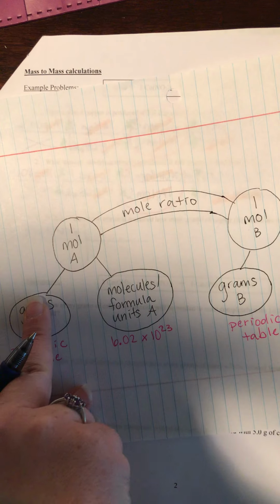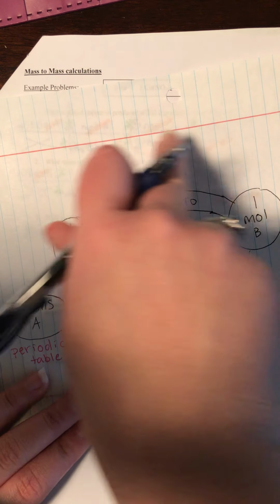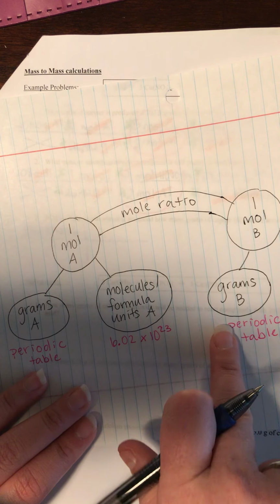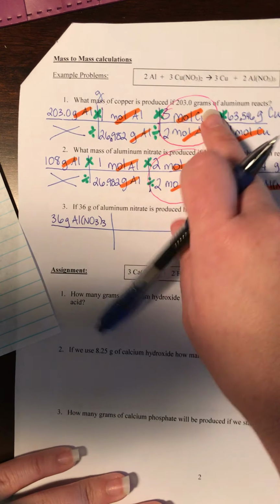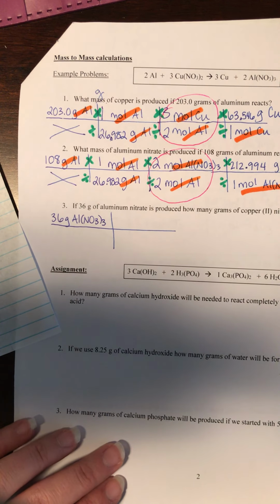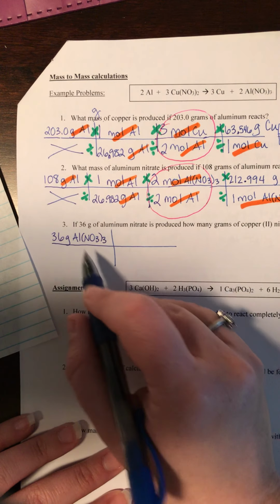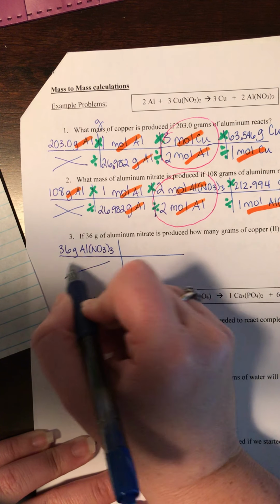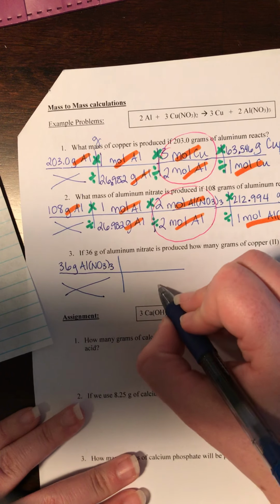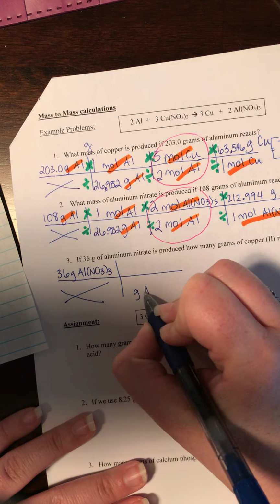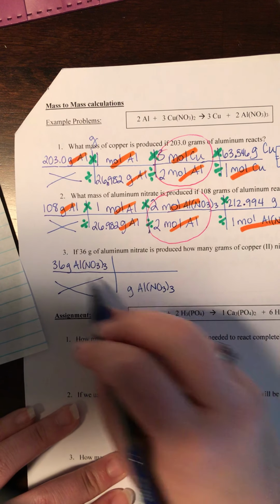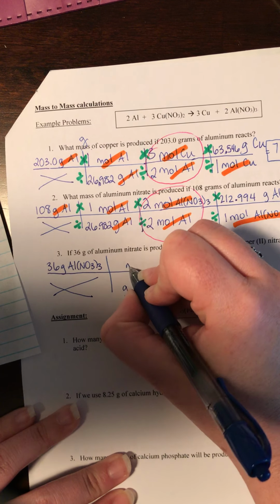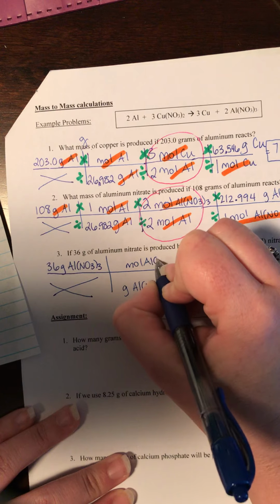So grams of A to moles of A. Then we're going to use our mole ratio. Then we're going to go to grams. So the whole back side of your assignment, these 3 problems are going to be just like the examples I did with different masses and different compounds. Okay, so right now I have grams of aluminum in the top box. So that means I'm going to have grams of aluminum nitrate. It's going to match. It's got to cancel. Then I'm going to go to moles of AlNO3.